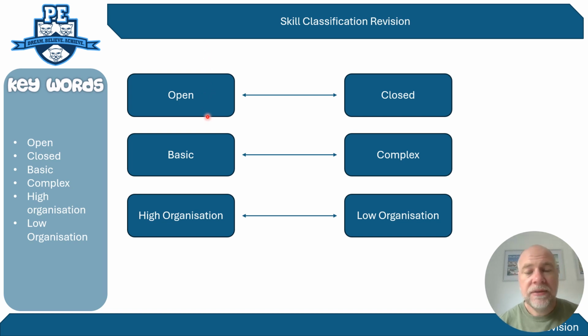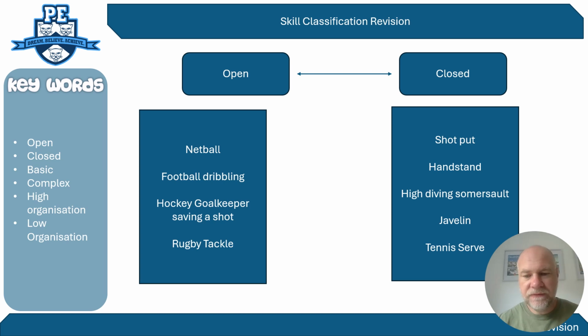looking at the two extreme ends of where you would put a skill. So if you think of it as a continuum, for example a continuum where you might have happy on one end and sad on the other end, and every emotion between happy and sad would go along that continuum. We have the same for open and closed, basic and complex skills, high organisation and low organisation. So looking at the first one, we have open and closed.